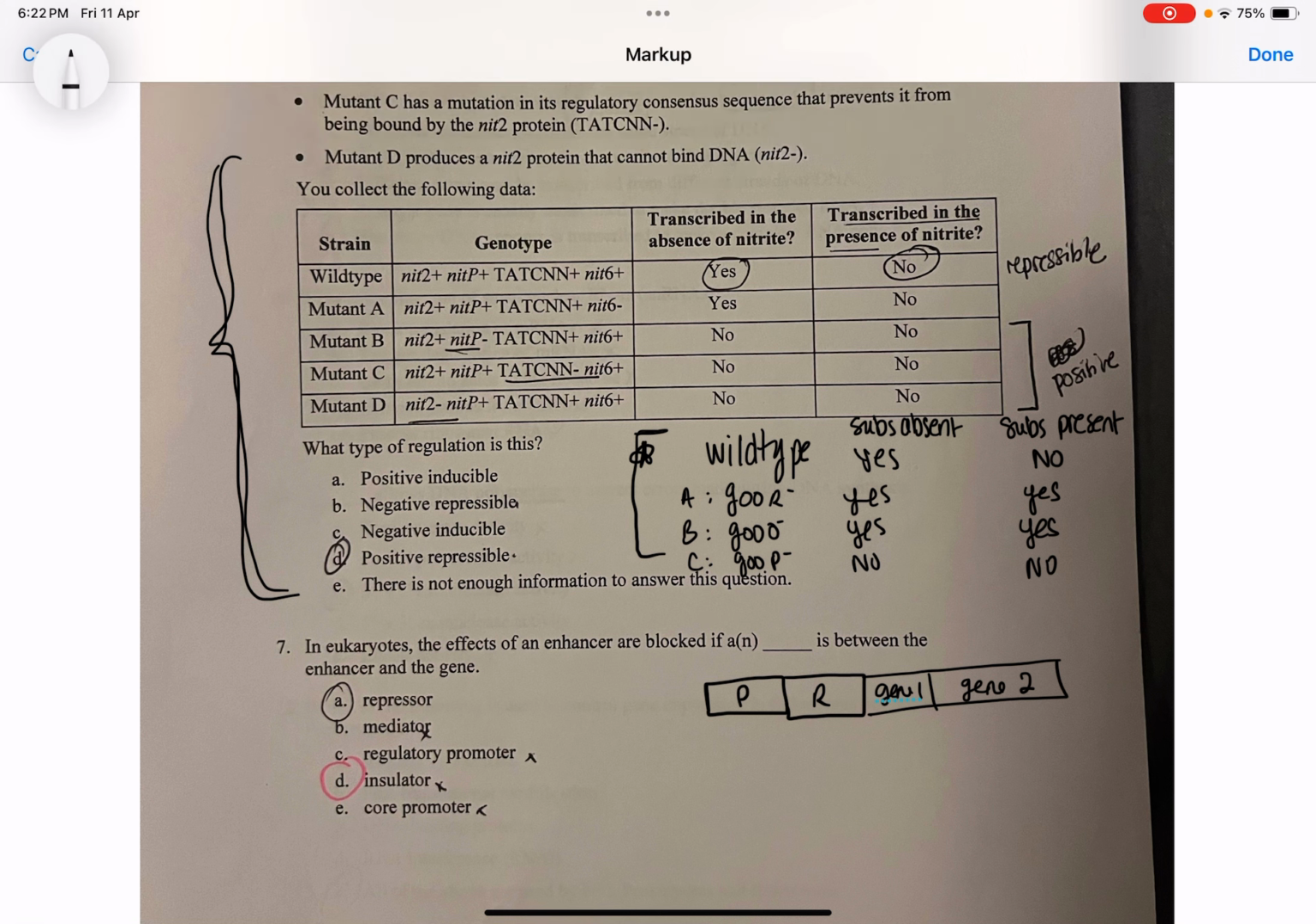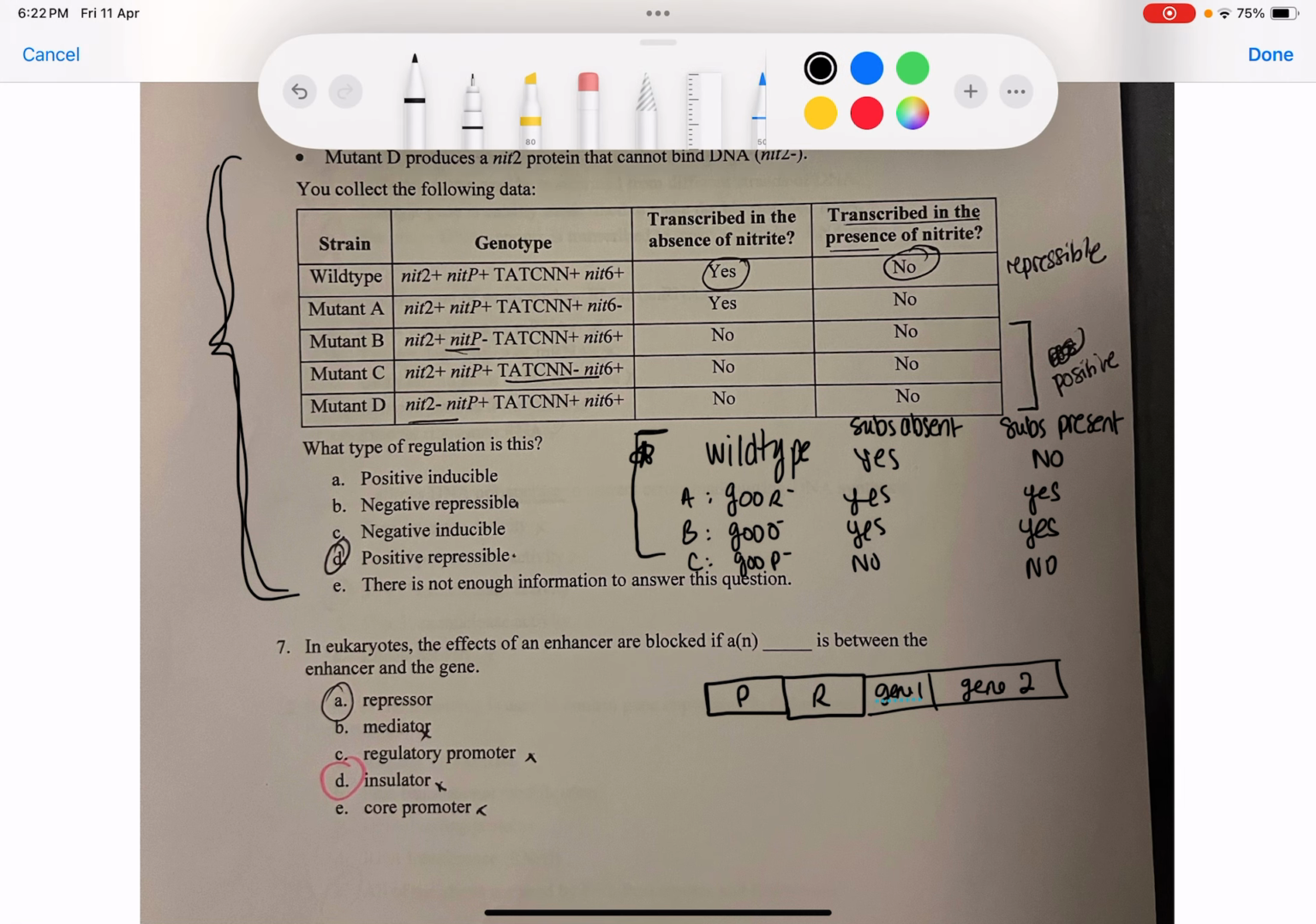So if we look at this table, what I said before, for you to determine if we have a positive or a negative control, I check the wild type and I see if there was transcription when my regulatory substance was absent. Here, my regulatory substance is nitrite, and when it was absent, we had transcription. That tells me it was a positive control, right?